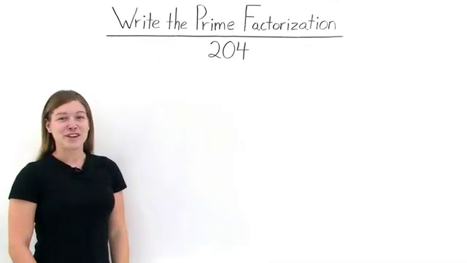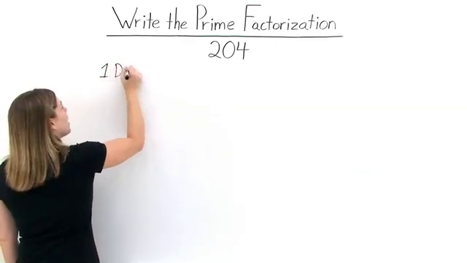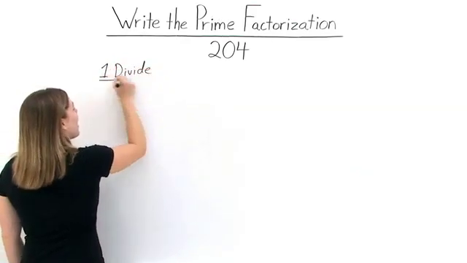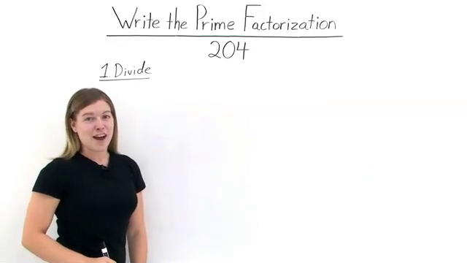Write the prime factorization for the number 204. To find the prime factorization for a number, we first need to divide that number by its least prime factor and then circle it. So we need to divide 204 by its least prime factor.